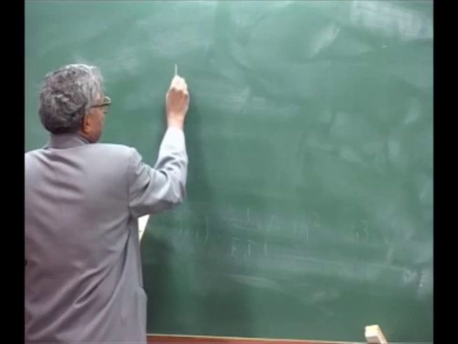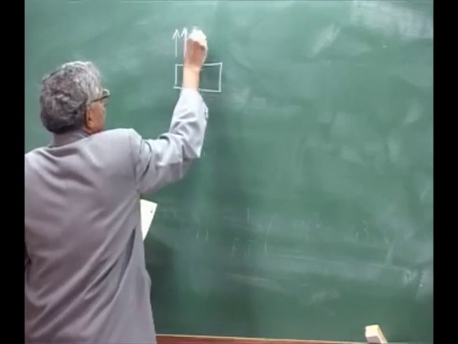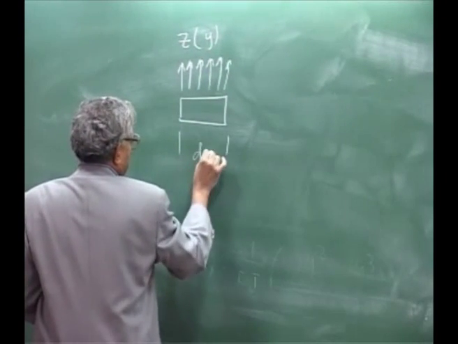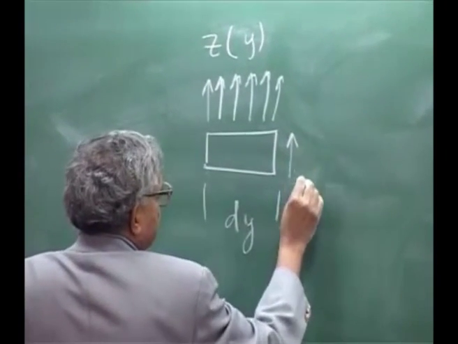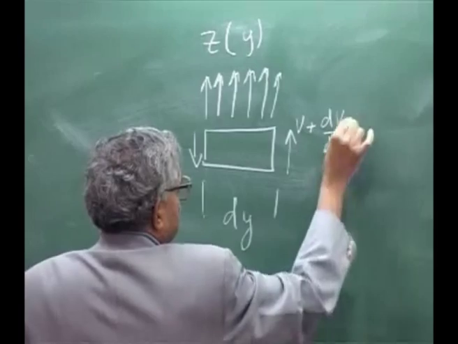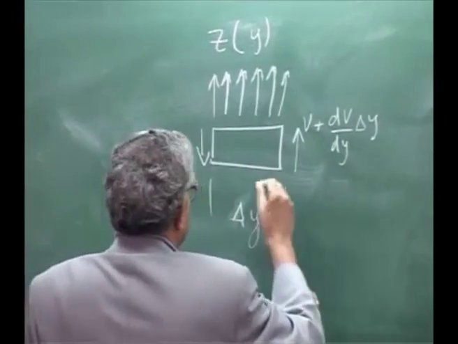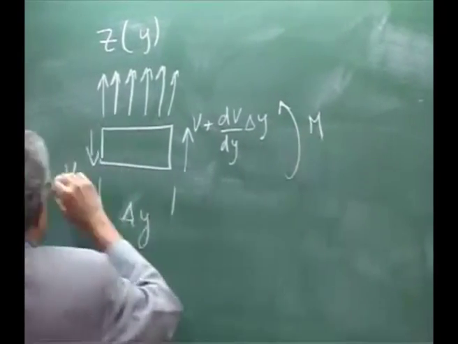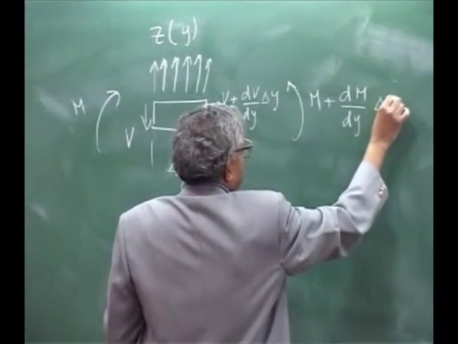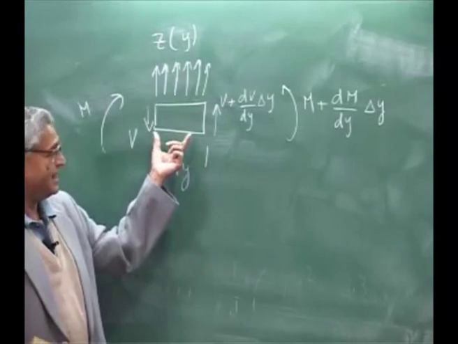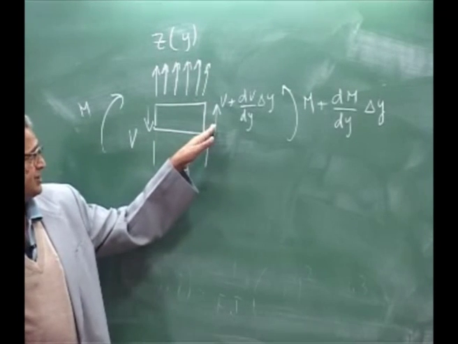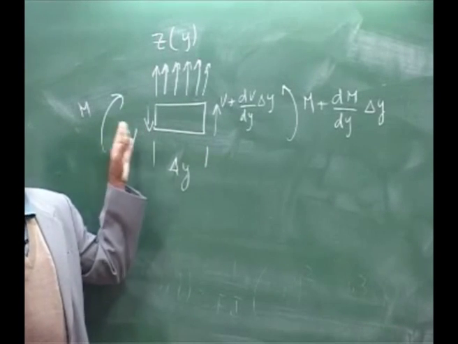You take a small element of the beam, and this is acted on by a load. This is dy. Let us say this is the downward shear force V. This is V plus dV by dy into delta y. You can call this delta y, and then you can have a moment. Here you will put a bending moment m, and m plus dm. This is the standard beam. A small element of a beam you have taken, and you have put on the right face the shear force and bending moment, and on the left face the shear force and the bending moment.